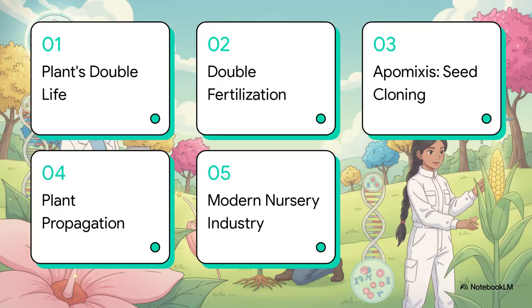Here's our roadmap for today. We'll start with the plant's double life, look at the double fertilization miracle, touch on apomixis, which is basically seed cloning, cover the history of plant propagation, and finally, look at the modern nursery industry.